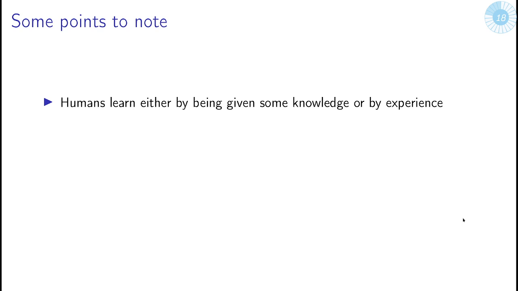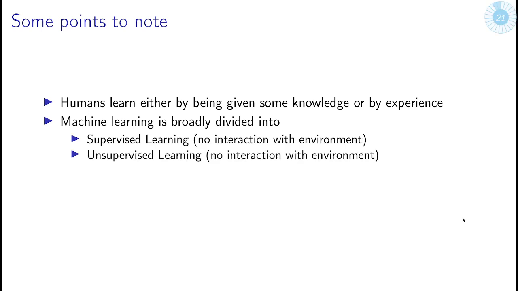And let's see some points to note. What we have seen, that humans learn either by being given some knowledge or by experience. And there are two other ways of machine learning, supervised and unsupervised. And actually all of them have different use cases. Reinforcement learning is for decision making, supervised learning is for prediction and unsupervised learning is for finding patterns. And only reinforcement learning has interaction with the environment. The other two don't interact with the environment. They only learn from the first way, that is by being given some knowledge.